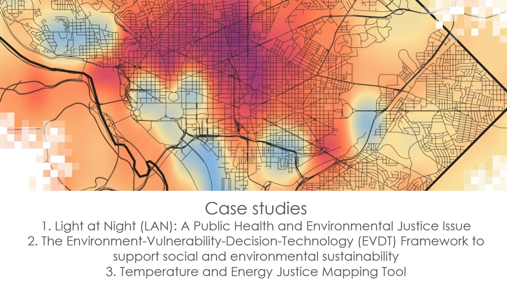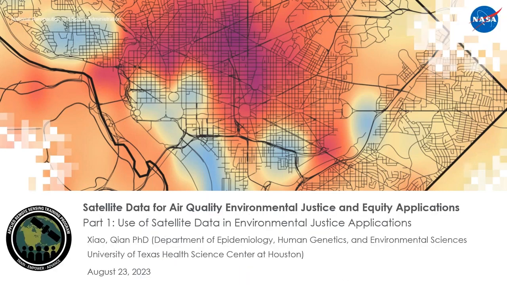Thank you so much, Tanya and Ufoma, for that great overview of how satellite observations can be used to explore environmental justice issues. In this next part, we'll hear 3 presentations on different environmental justice issues, which can be assessed using satellite remote sensing data. First, we'll hear from Xiaoxian about light at night.